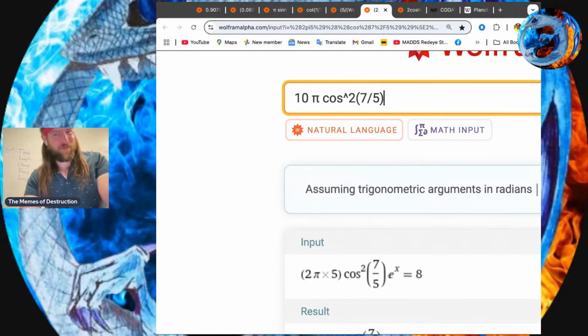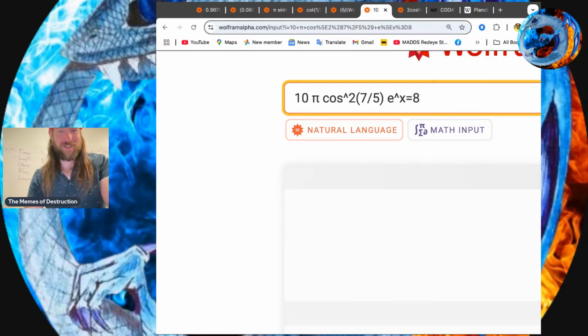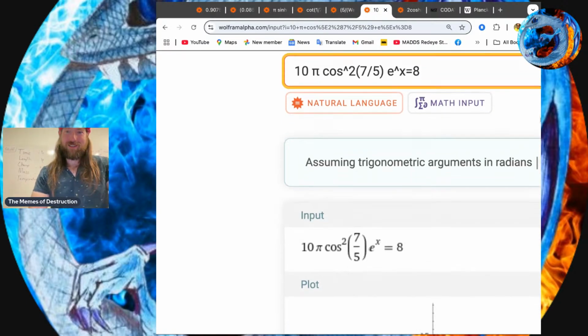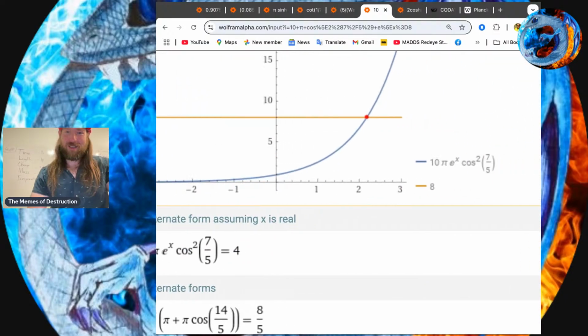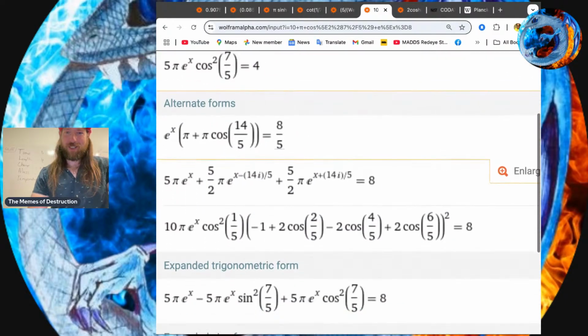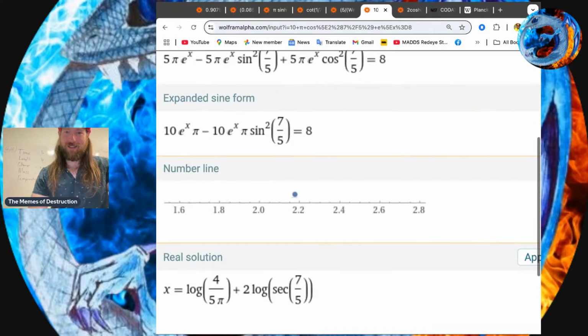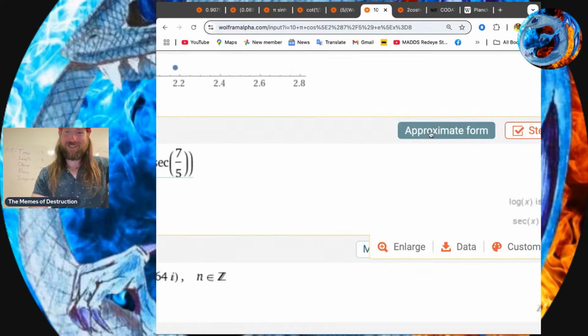But for here, I'm going to multiply that by e. I'm going to solve for x magnitude, and we're saying that equal to a magnitude of 8. We hit enter, we get our thing. We get our circles there. Bada boom, bada bing. You can rewrite these other ways. We get a real solution.